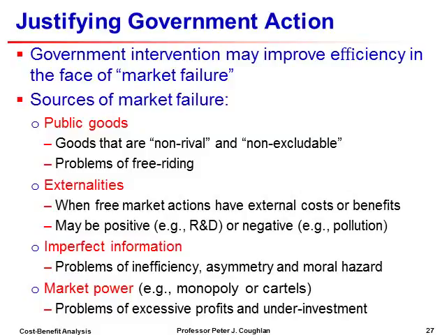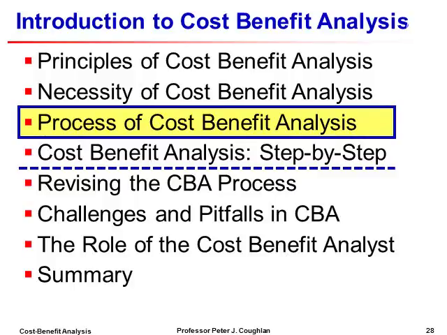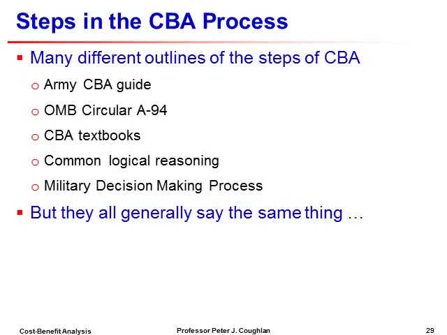there are many different ways that you could talk about the steps of the cost-benefit analysis. I've already distributed to you the Army CBA guide. I also distributed OMB Circular A94. Of course, every cost-benefit analysis textbook has its own list of steps. Basic common logical reasoning will get you a long way in terms of what makes sense to do. And as you'll see, even the official military decision-making process tends to echo the steps of cost-benefit analysis. So there are many different outlines, but they all generally say the same thing. What we're going to do is follow, primarily, the Army CBA guide, and I'll talk about revisions or adjustments that I think might be appropriate. But we'll talk about the steps as prescribed in that guide.